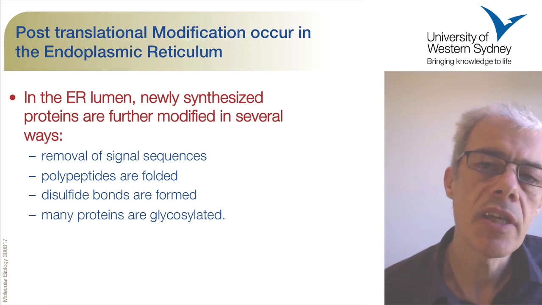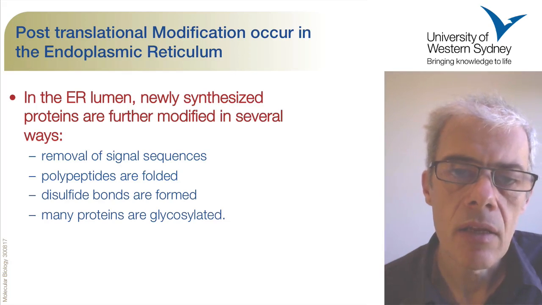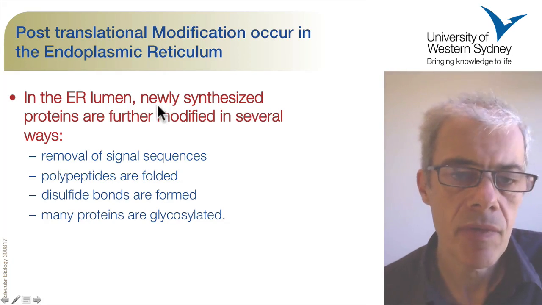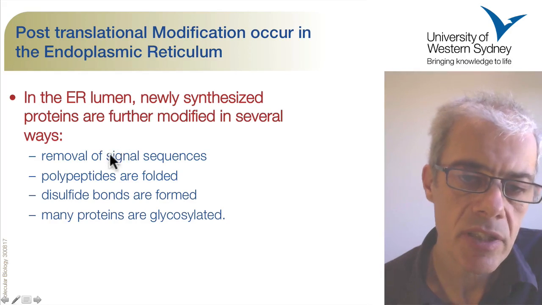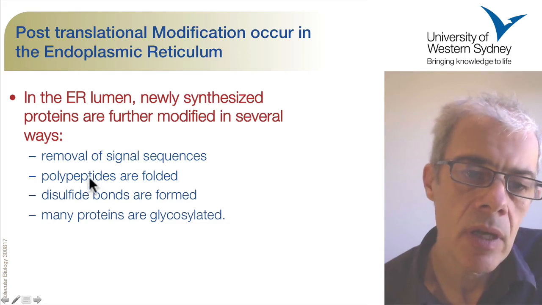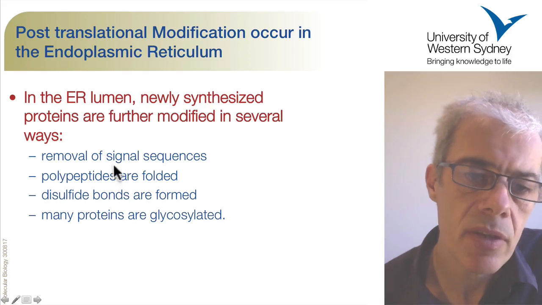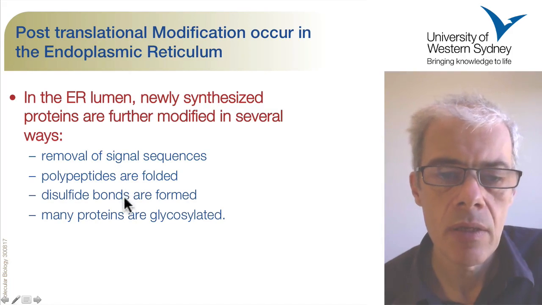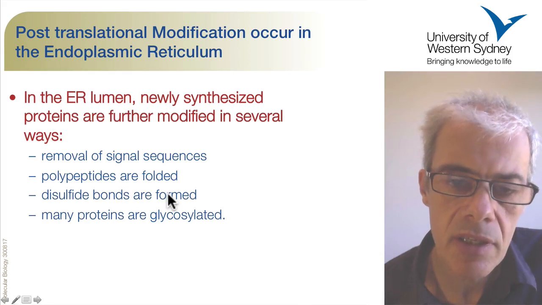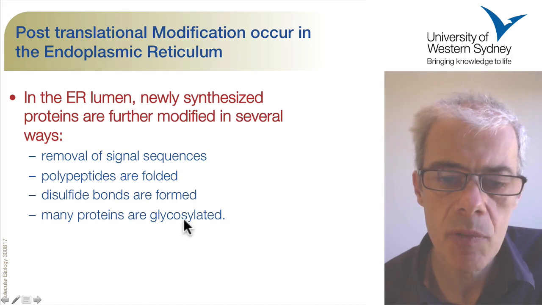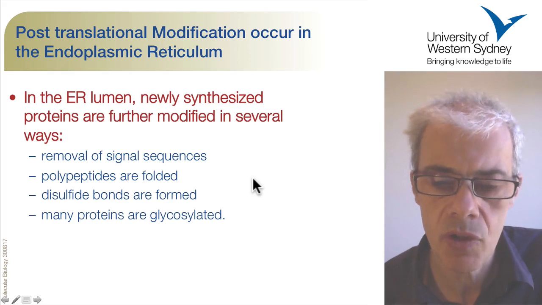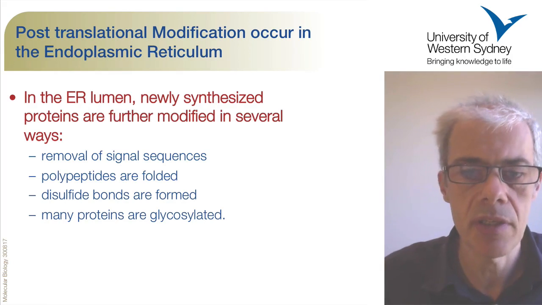So while proteins are in the ER for trafficking, they can also be post-translationally modified. For instance, within the ER, some of these signal sequences can be removed. The environment of the ER helps certain proteins fold. Disulfide bond formation occurs in the ER, and also protein glycosylation, so the addition of sugars to proteins, also occurs in the ER.